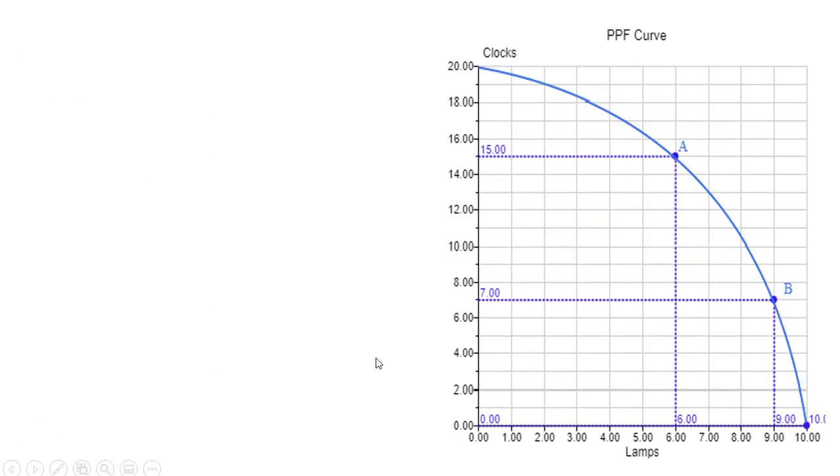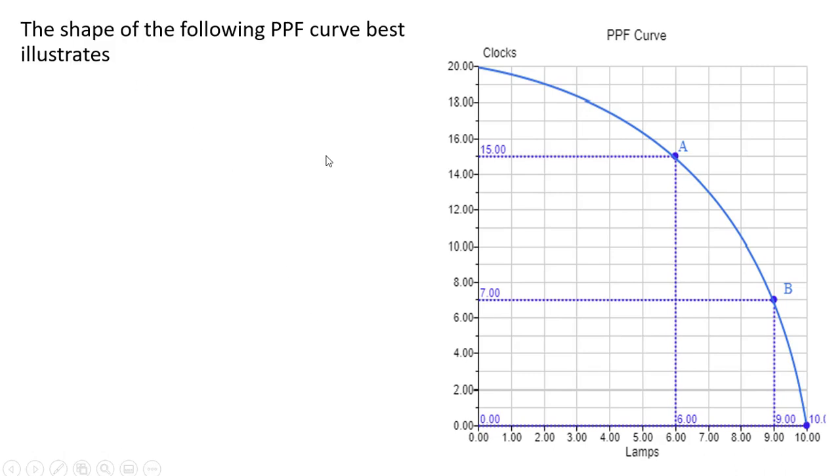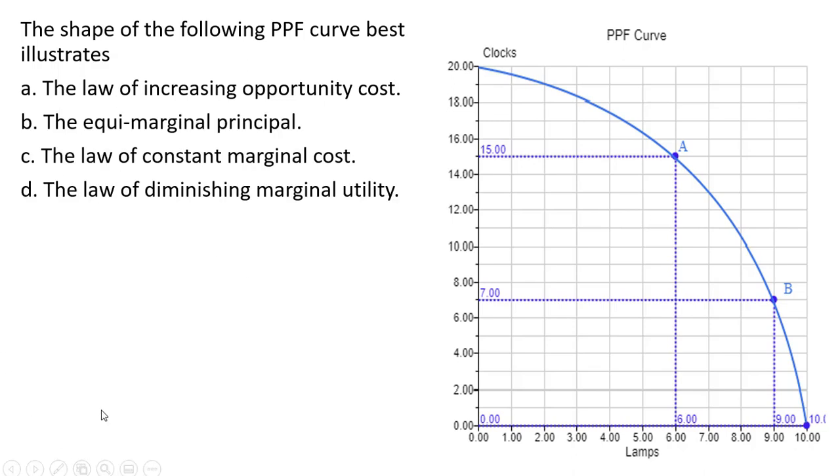The shape of the following PPF curve best illustrates the law of increasing opportunity costs. That is correct. As we produce more of one good, the opportunity cost of that increases. So as we keep producing more and more of one good, its opportunity cost will rise. It will no longer stay constant. So answer choice A here is correct. B, C, and D are incorrect.